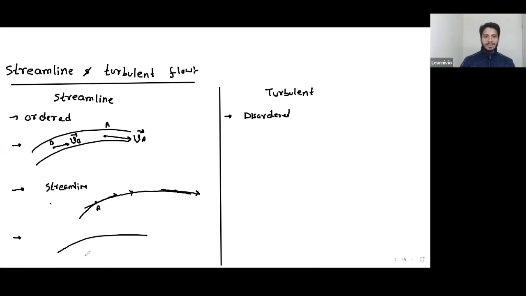Two streamlines can never cross each other. Because if they do, at the point of intersection you can draw two tangents. These two tangents would give two different directions of velocity at a single point. In streamlines, particles move in a definite ordered path. It cannot have two velocities at a single point. So two streamlines can never cross each other.